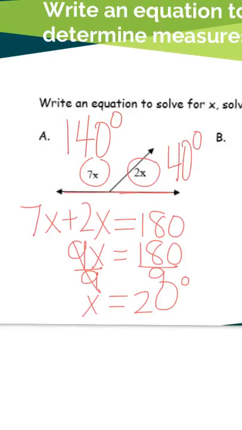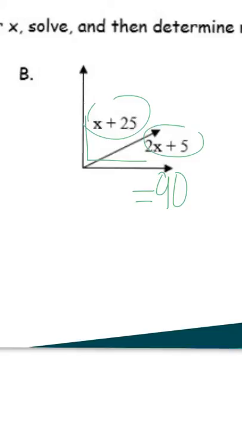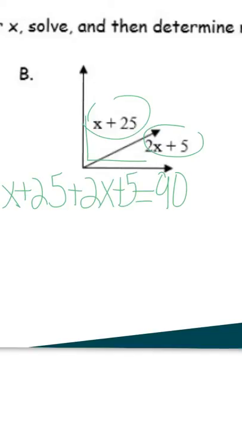You can double check your answer to make sure they add up to 180 degrees. 140 plus 40 does equal 180 degrees, so those angle measures are correct. In part B, we can see that we have a right angle here, and that it will equal 90 degrees. Our two angle measures are x plus 25 and 2x plus 5. So we're going to write x plus 25 plus 2x plus 5 will equal 90 degrees.